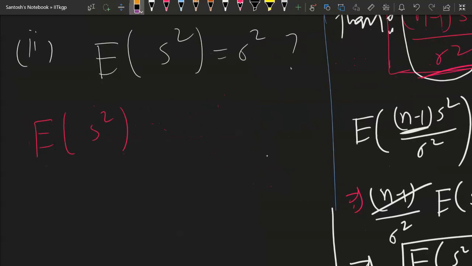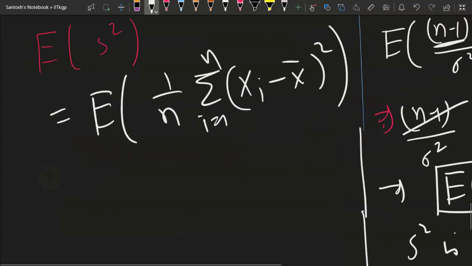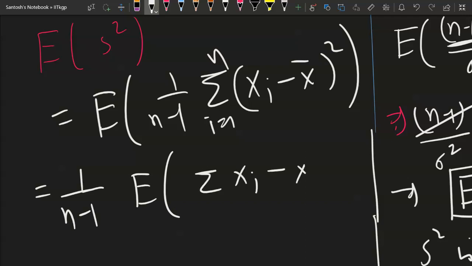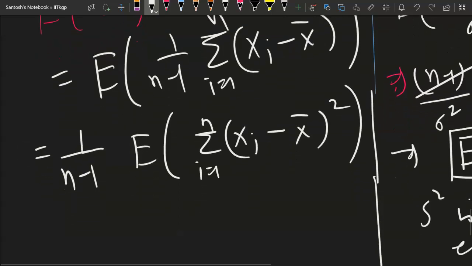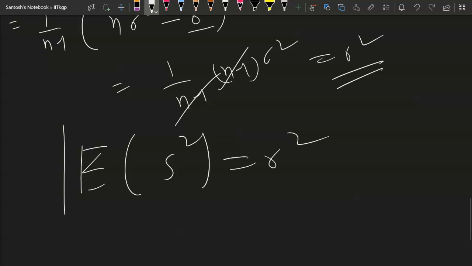So what I will do, let me solve this. The other way, this book does it this way. The expectation of 1 by n minus 1, you know the definition, summation of xi minus x bar whole square, i from 1 to n. The definition has n minus 1 in the denominator. So 1 upon n minus 1, expectation of the summation of xi minus x bar whole square, i from 1 to n. The conclusion is that if you do this, you will get sigma square.